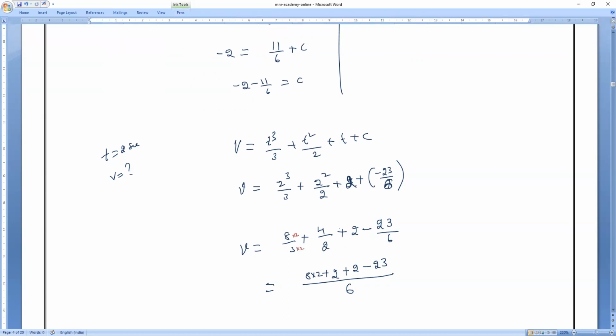2 into 2. Next here into 3. This third term, one, into 6. Is it correct? Yes, sir. Now here into 1 is already there. So what will the answer be?